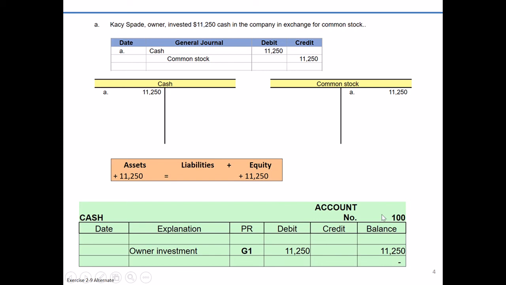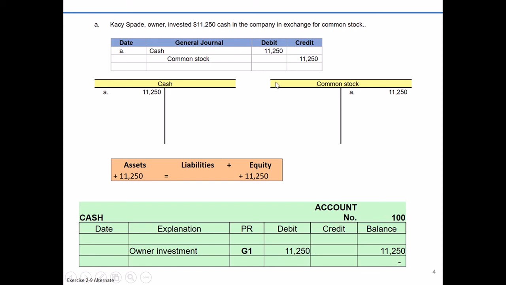Typically, there's some type of number assigned to the account. So I've got cash here, for example. Usually we notate the date and a brief explanation. Typically, we have what's called a posting reference column. So we would indicate perhaps the G stands for General Journal. This would be maybe page 1. Then we would have two columns that indicate whether that transaction is either debiting or crediting this particular account.